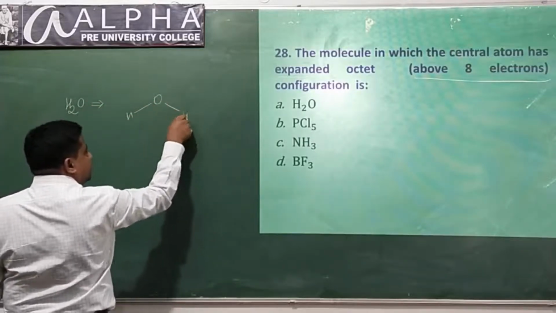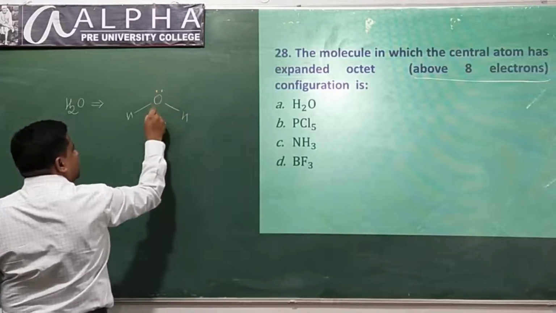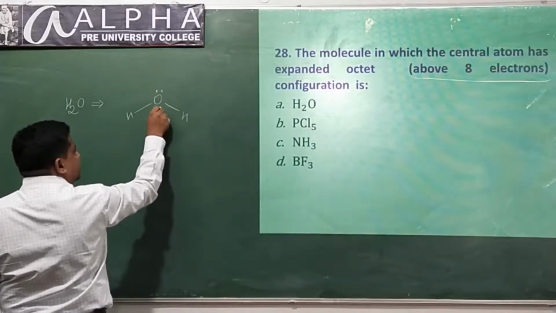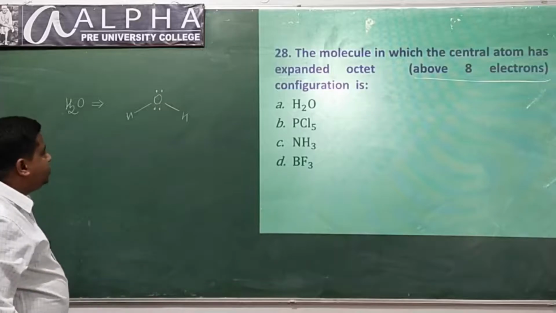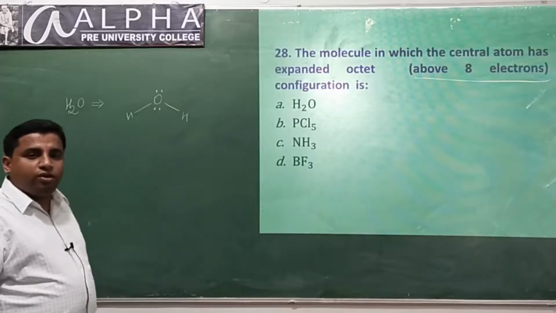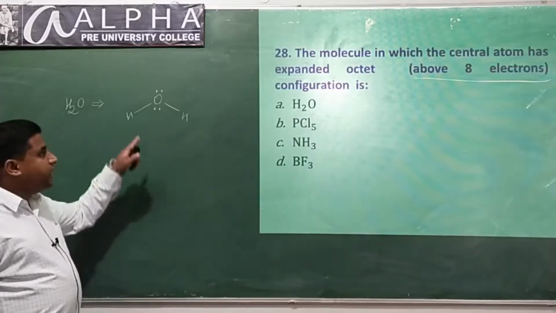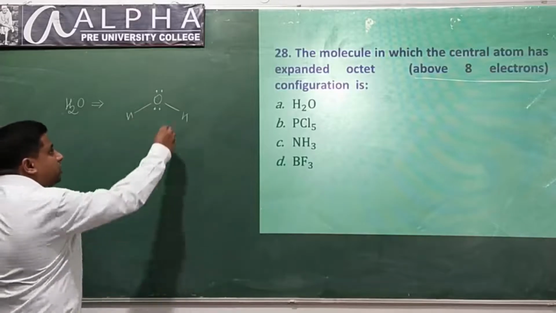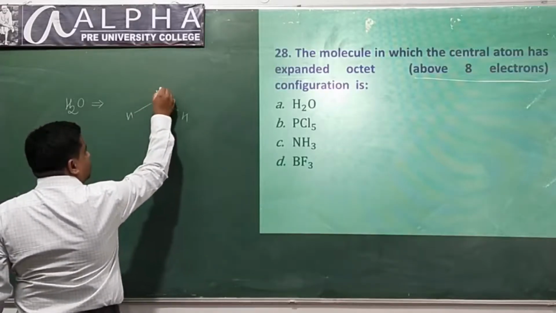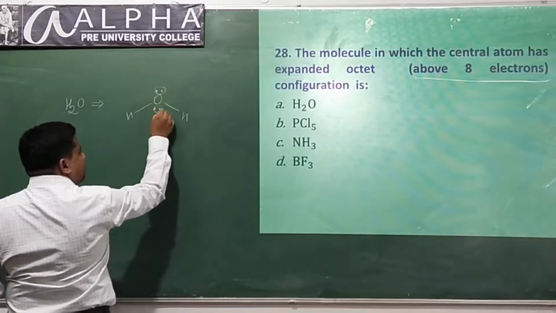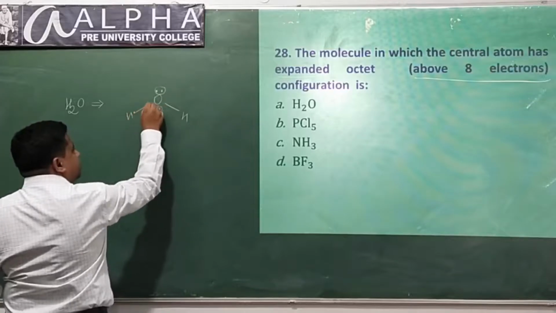H2O. Oxygen has 2 lone pairs of electrons. We know this very well. Now, how many electron pairs are around oxygen? Look: 1, 2, 2 electrons, 4 electrons. 1 bond means 2 electrons.